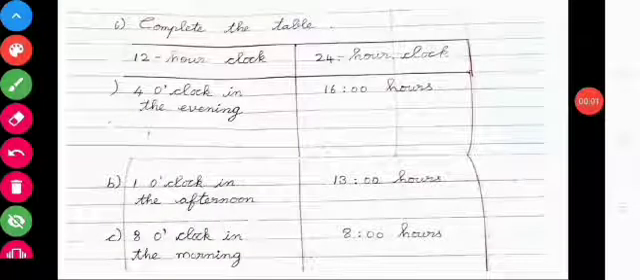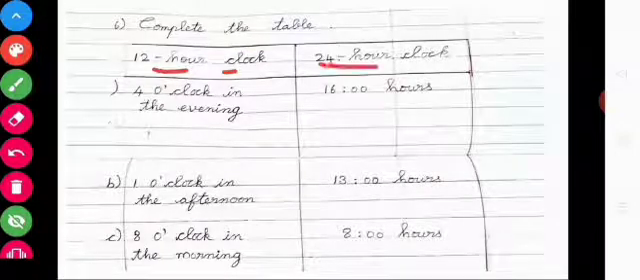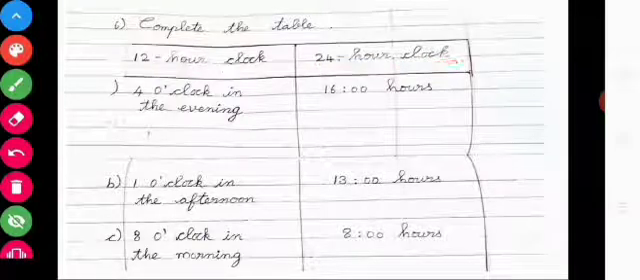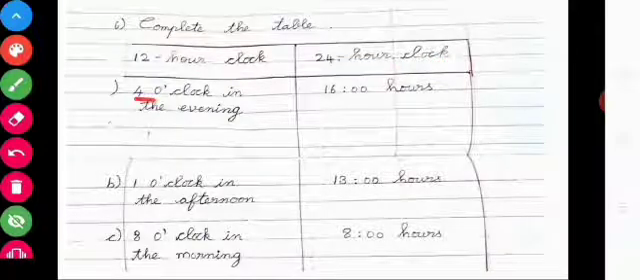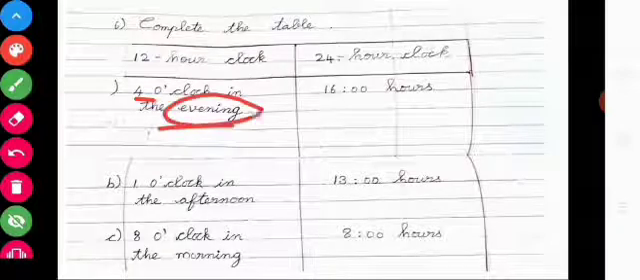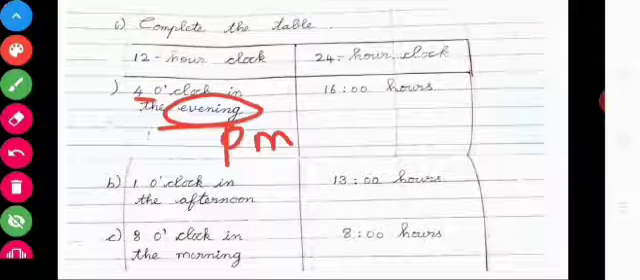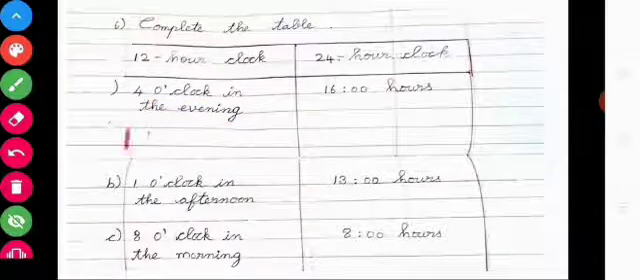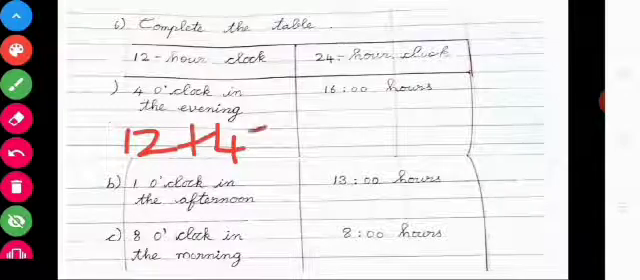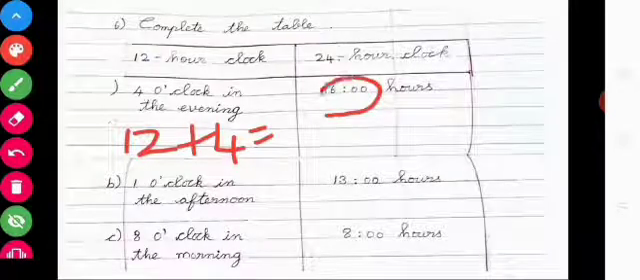See the next one. Complete the table. The 12-hour clock is given. We have to find the 24-hour clock. What is the first one? 4 o'clock in the evening. Evening is PM. Yes. If the time on the 12-hour clock is in PM, then the sum of the time in the 12-hour clock and 12 gives the time in the 24-hour clock. So add 12 plus 4 is equal to 16. So 16 hours.